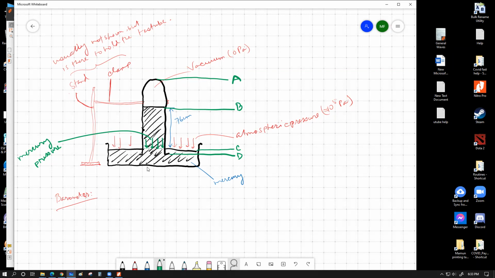In P equals H rho G, maintain the capitalization properly: P is capital, H is a small letter, and rho and G are written as shown here. You should preferably maintain these alignments. P equals H rho G.